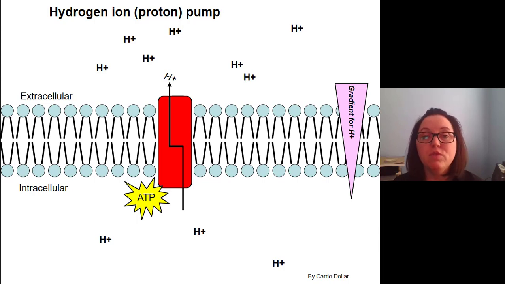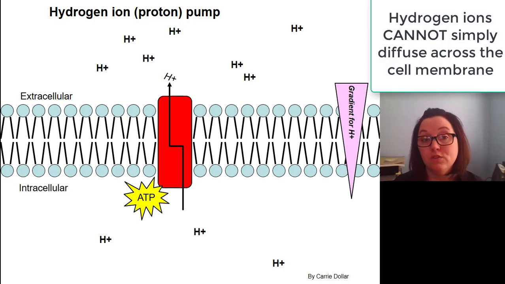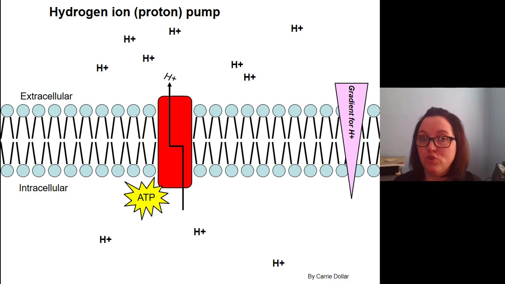Now don't forget, we're going to be moving these hydrogen ions against their concentration gradient. So if you notice on the side of the screen, we have a little triangle representing the gradient for the hydrogen ion. So in this case, the hydrogen ion is very highly concentrated outside of the cell. It's lower inside the cell. According to diffusion, the hydrogen ions want to enter the cell. But with active transport, we're going against diffusion.